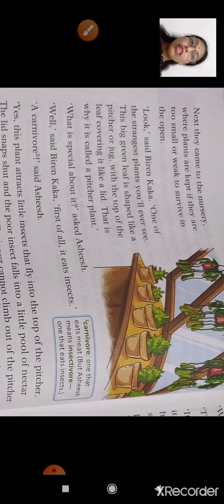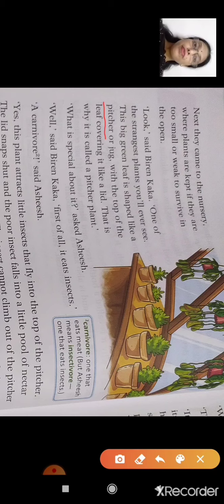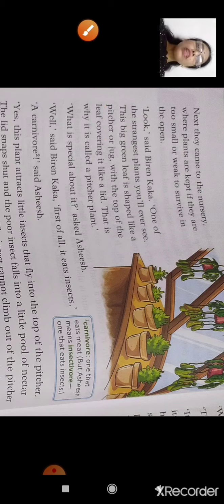This big green leaf is shaped like a pitcher. Pitcher is the container in which we fill water. Okay. So Biren Kaka told that this leaf is looking like a pitcher or jug, with the top of the leaf covering it like a lid. Yes, that is why it is called a pitcher plant.